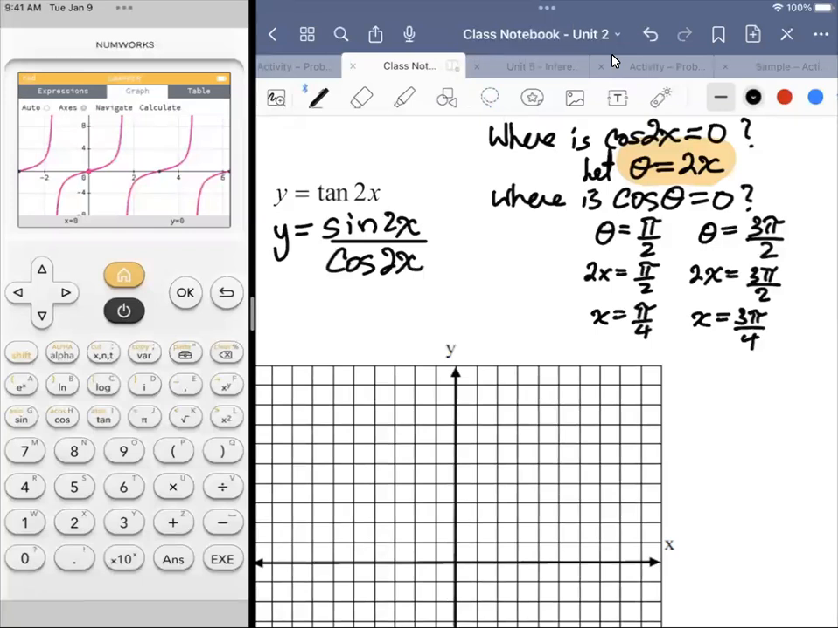Now, a shortcut to the shortcut would be, if you know that in the unit circle, cosine is equal to 0 at pi over 2 and 3 pi over 2, then all you'd need to do is divide those numbers by whatever the coefficient of x is. Right? So for example, if I had cosine of 6x is equal to 0, x would be equal to pi over 2 divided by 6, and x would be equal to 3 pi over 2 divided by 6. So pi over 12 and 3 pi over 12.